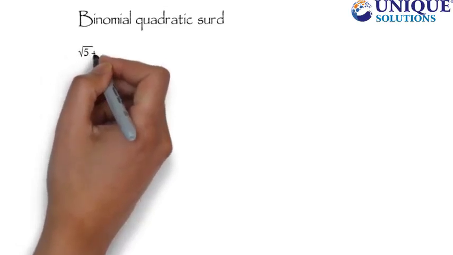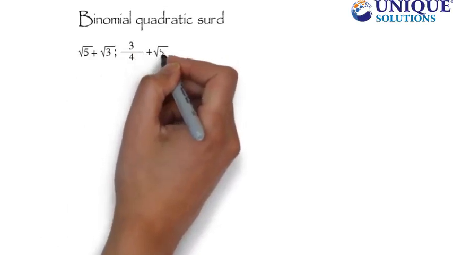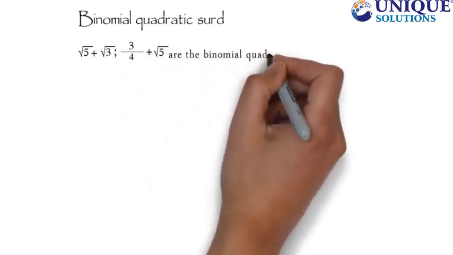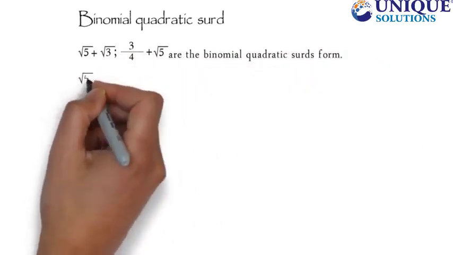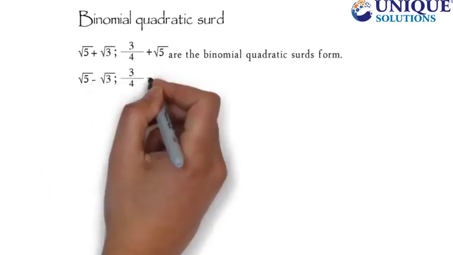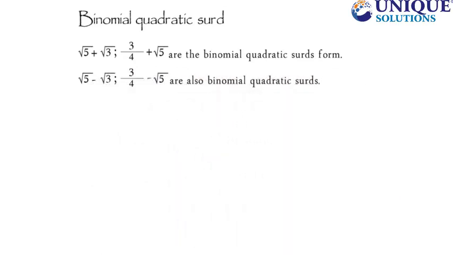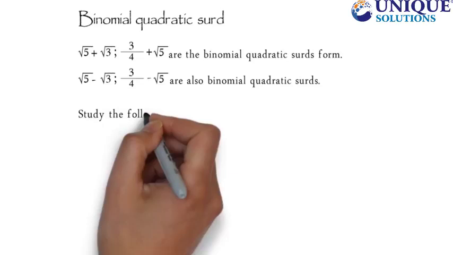Binomial quadratic surd. Square root of 5 plus square root of 3, 3 upon 4 plus square root of 5 are the binomial quadratic surds form. Square root of 5 minus square root of 3, 3 upon 4 minus square root of 5 are also binomial quadratic surds. Study the following examples.